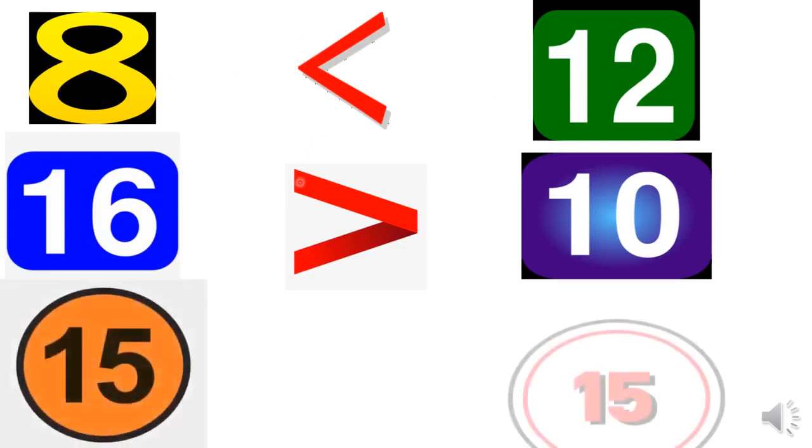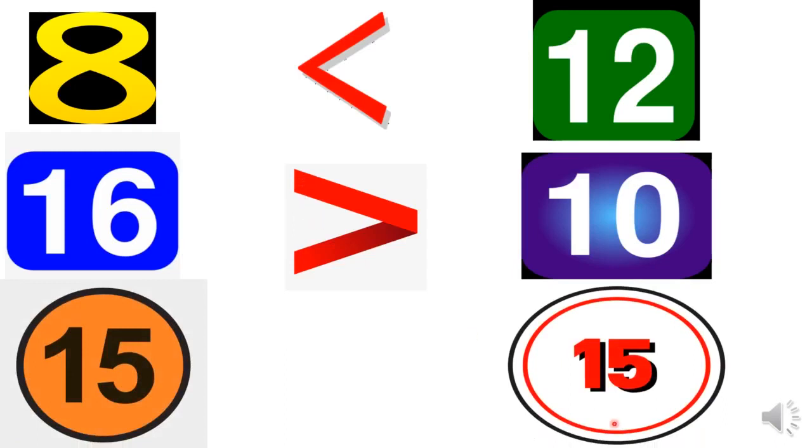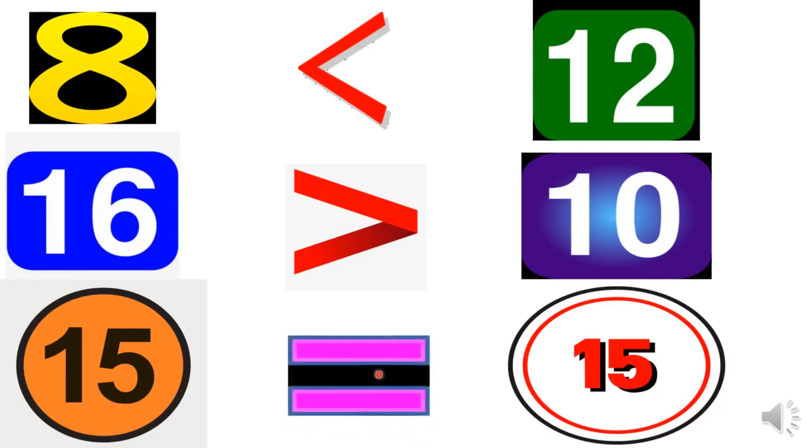Next 15 and this side also 15. So this side 15 and this side 15, it means both the numbers are equal. That's why we are going to put a sign of equal to. Fine. So we had put a sign of equal to as both the numbers are equal.